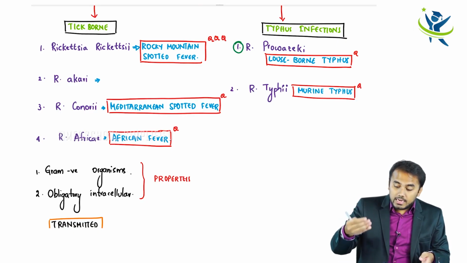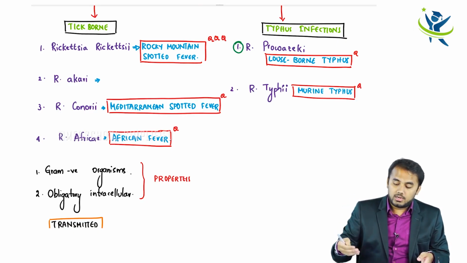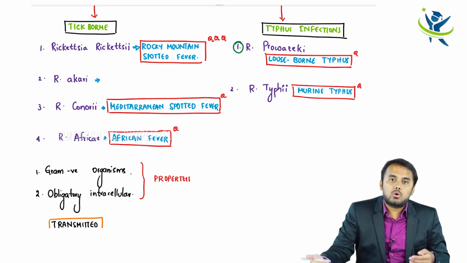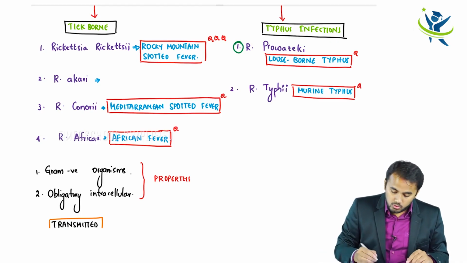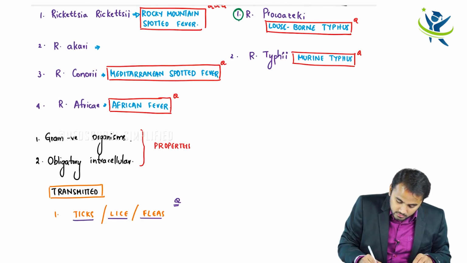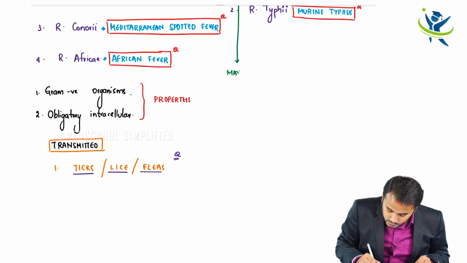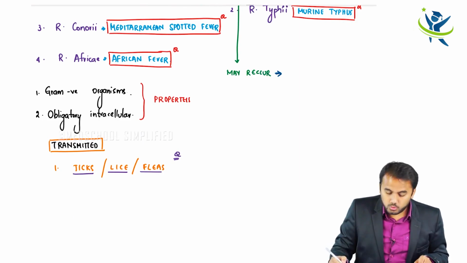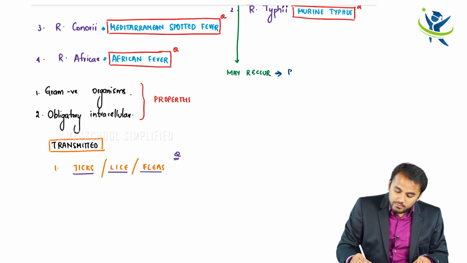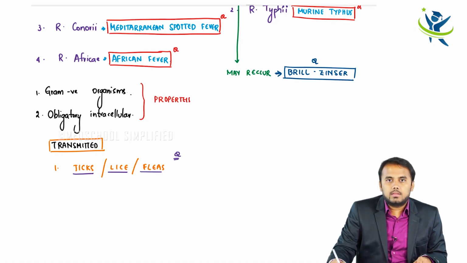This reoccurrence of Rickettsia prowazekii infection, your louse-borne typhus infection, is called Brill-Zinsser disease. So one thing you have to keep in mind for sure is that Rickettsia prowazekii infection may recur again. Once it recurs, you have to be conscious that you will be affected with Brill-Zinsser disease. Keep this in mind.